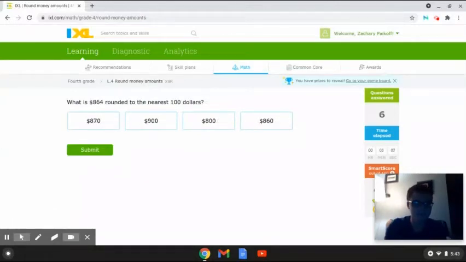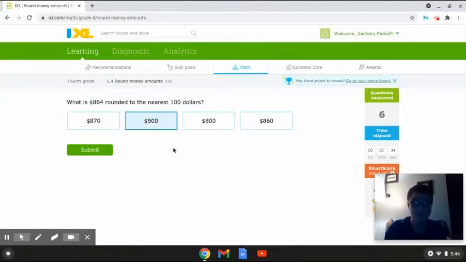Alright, so this next problem reads, what is $864 rounded to the nearest $100? Okay, so in this problem we are given $864, and the number 8 is the key digit that we're going to be looking at, so that's the number that we're going to be rounding to. And if we look to the right of the number 8, we have the number 6, and the number 6 is bigger than 5, so that tells me that this is going to round up, and it will become 900.